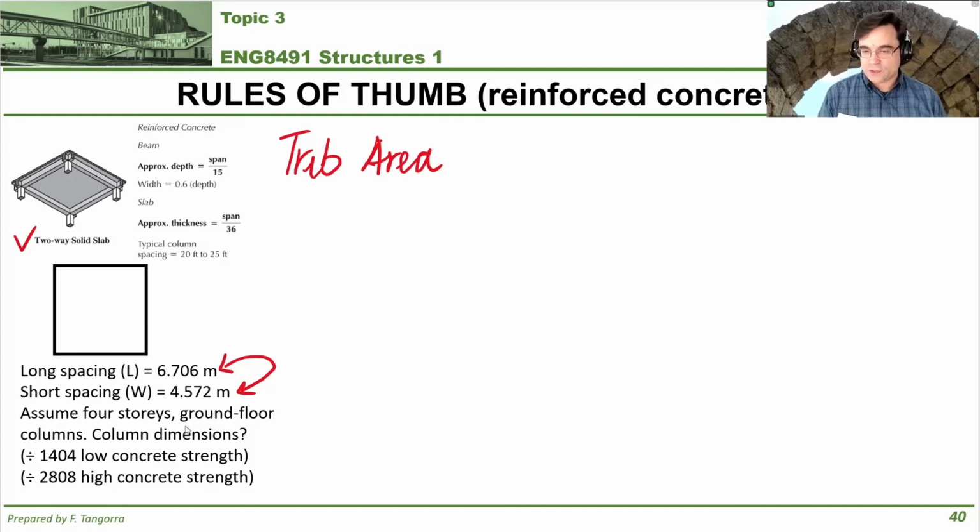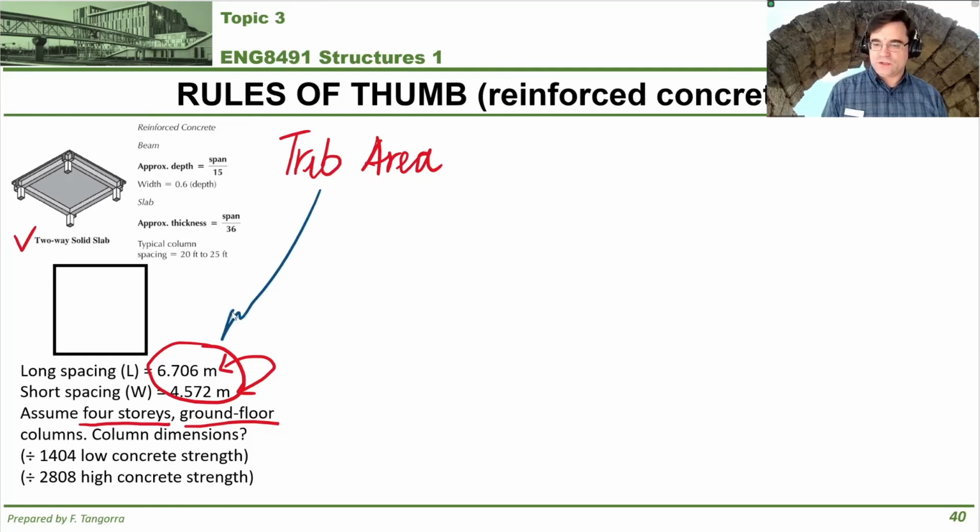We're being asked to figure out the column dimensions for the ground floor interior column that's supporting 4 stories above it. So we would go through the same process again: figure out the tributary area for 1 story, which comes from here, multiply that by 4, and then either divide by 1,404 or 2,808. So let's do that together. We want to figure out the tributary area based on these grid line dimensions for an interior column.